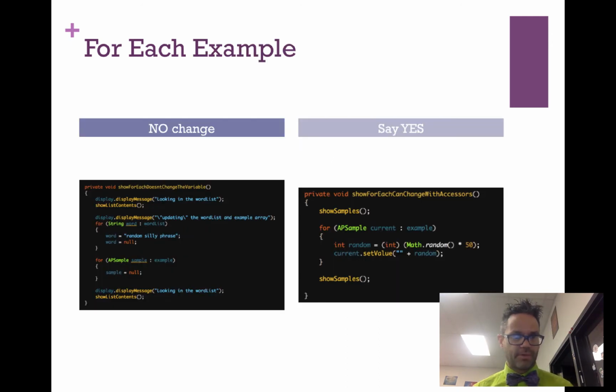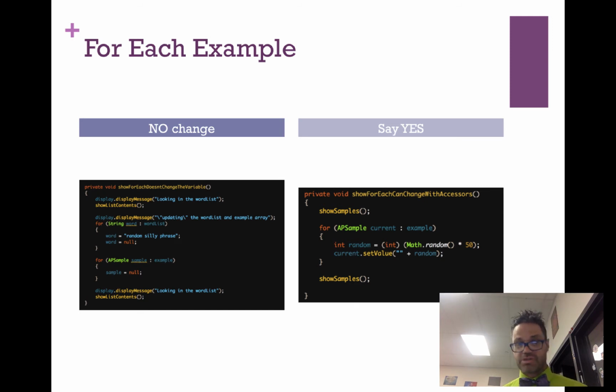Here we have the for each example. We have shown the for each doesn't change the variable, so we're going to look through the word list and we display the contents. And as you can see right here on the left, for String word : wordList, at that point, the word is underlined with yellow, the yellow line of uselessness that Eclipse grants us. And so I'm not actually doing anything to word.